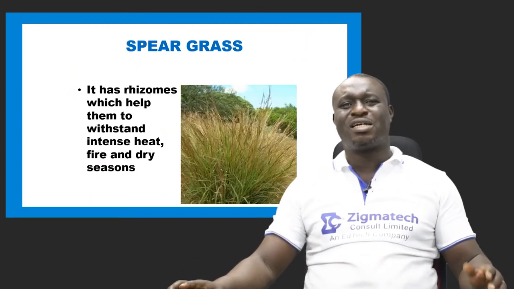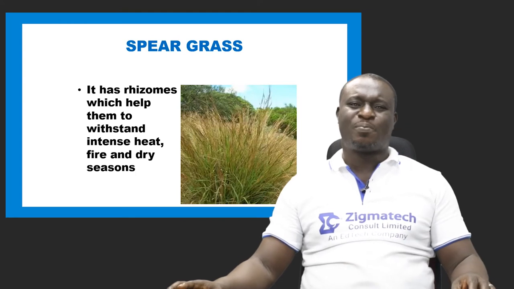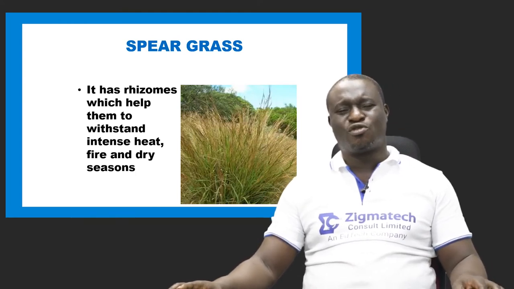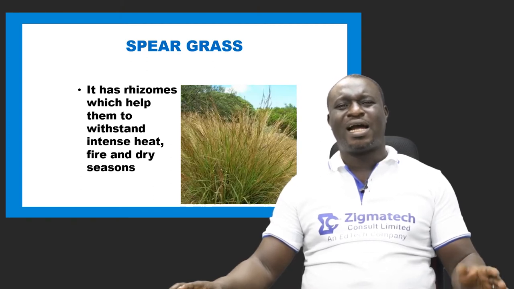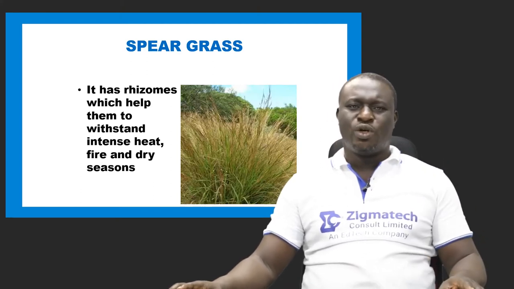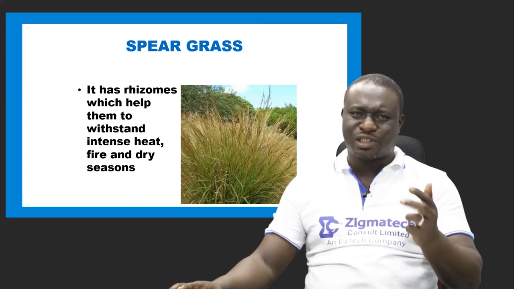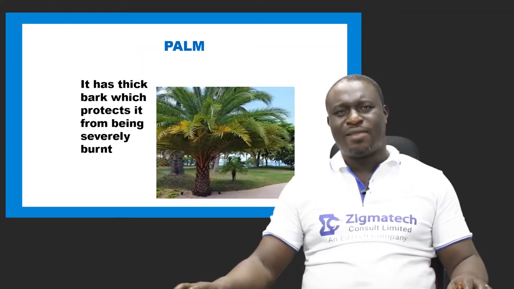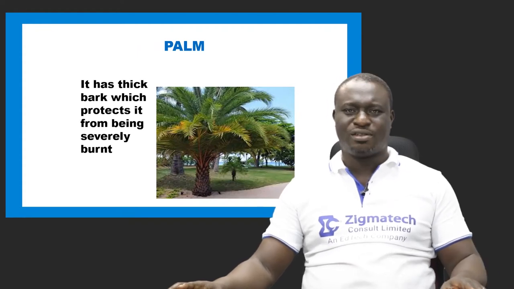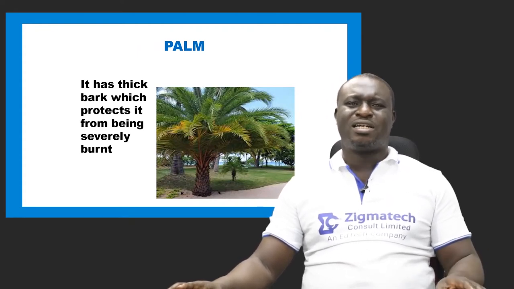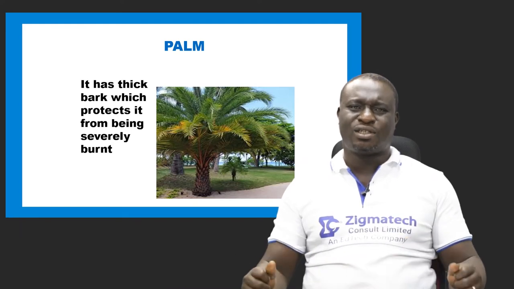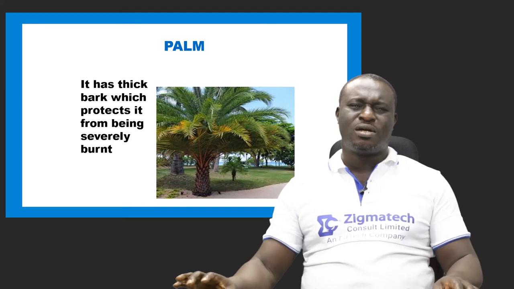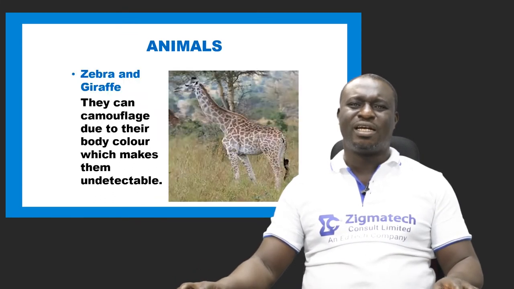We also have the spear grass. Now, the spear grass is also found in grasslands. They have what we call rhizomes, which help them to withstand intense heat, fire, as well as dry seasons. And then also we have the palm trees. The palm trees have thick barks, which protect them from being severely burnt.